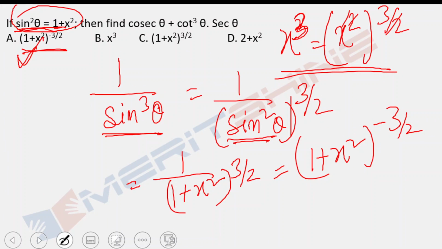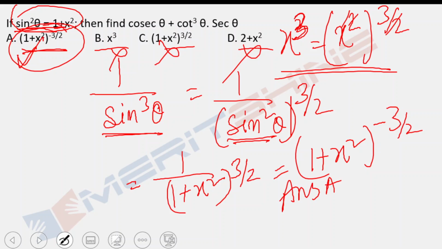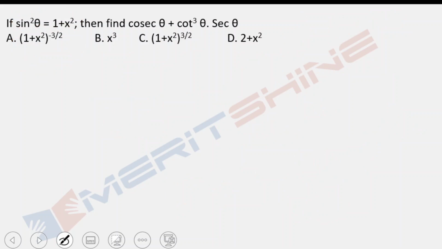So let's look at the other options too, but you don't need to because you have already got your answer. X cube, 1 plus x square to the power 3 by 2, 2 plus x square, all can be eliminated. So our answer in this case is answer A. Clear? Chalo. Next question.